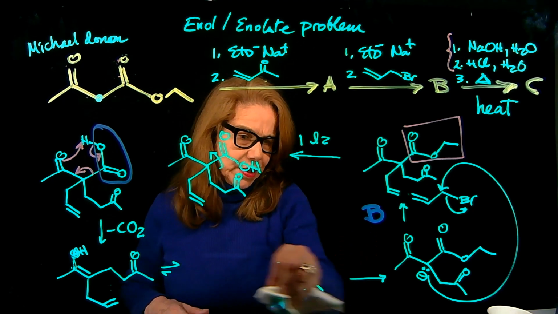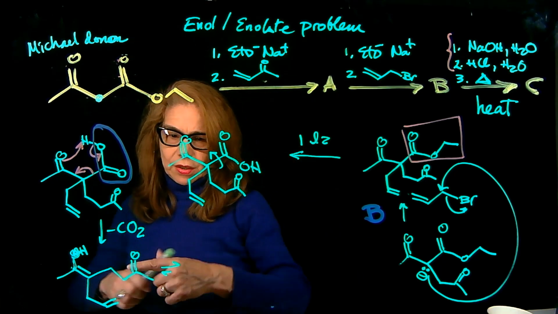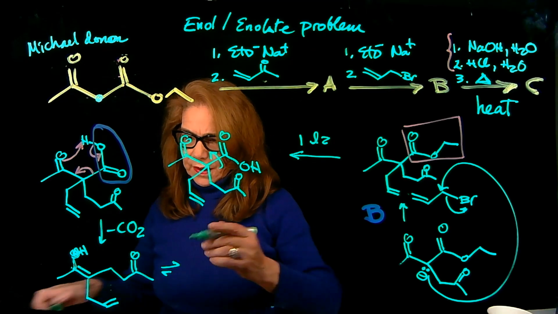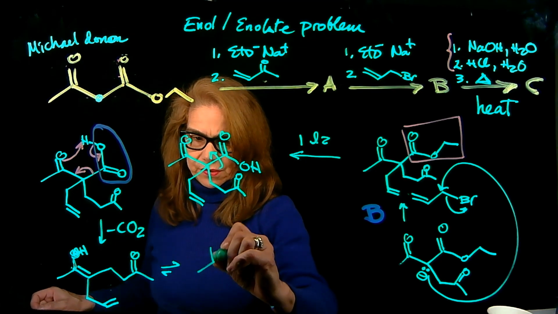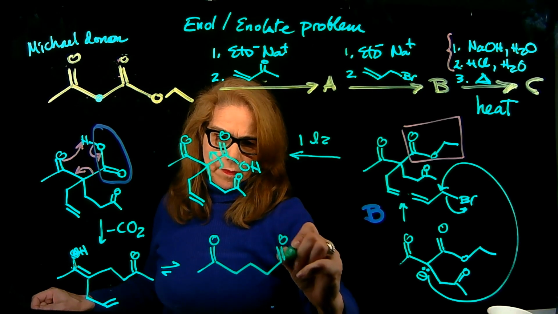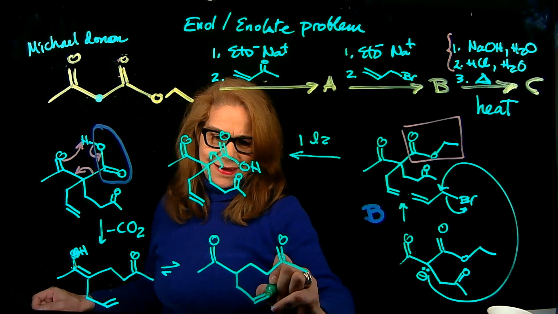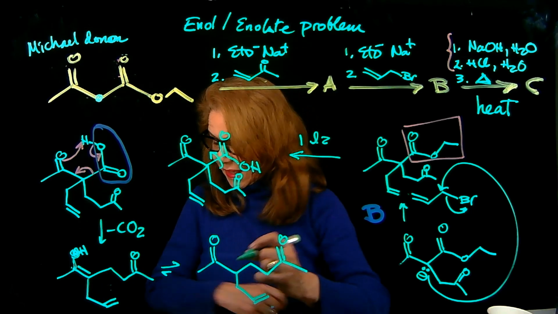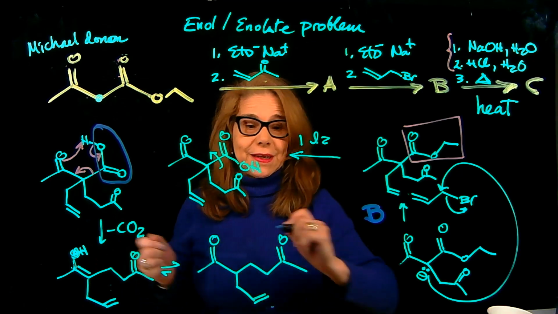So what I'm doing is now the tautomerization step. In the tautomerization step, this is going to turn into the keto form. And now I am going to have this, and that's my final compound. That will be C.